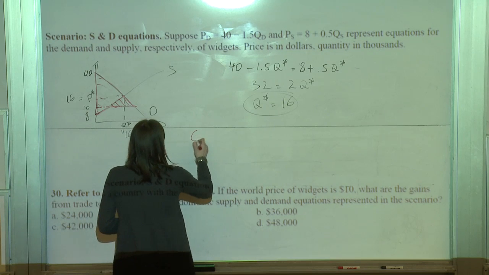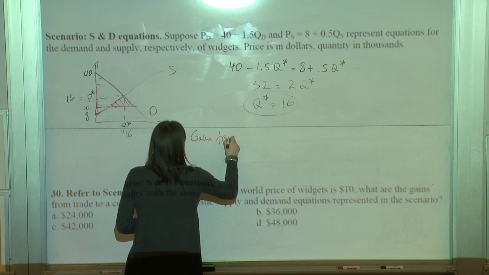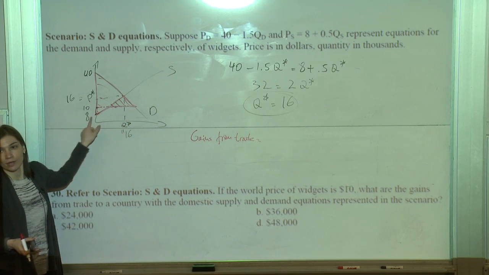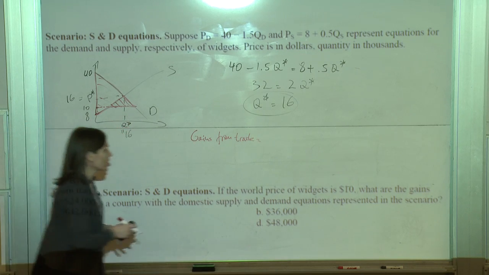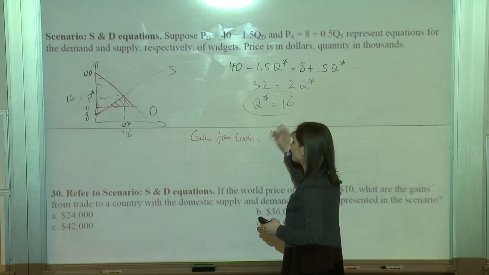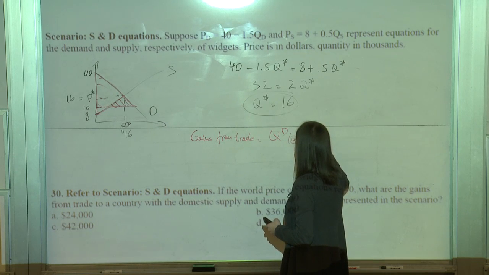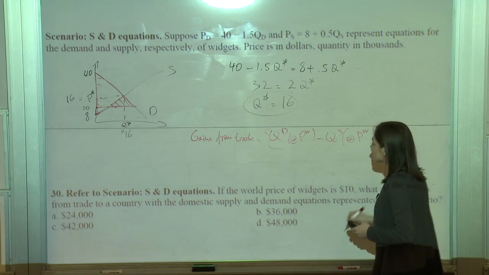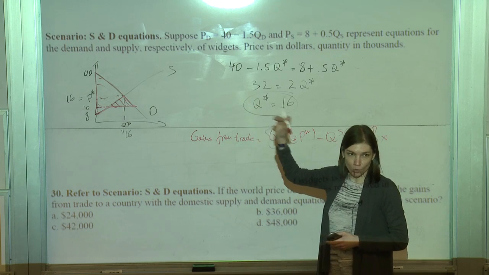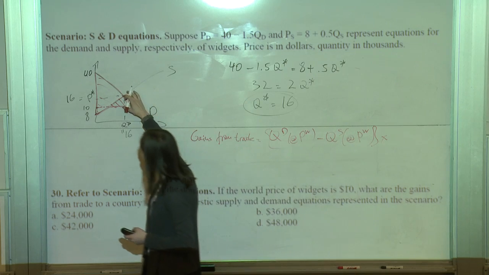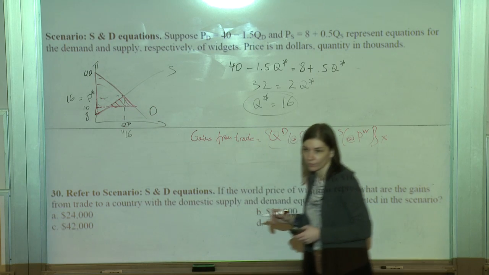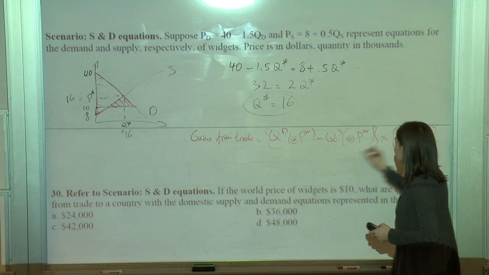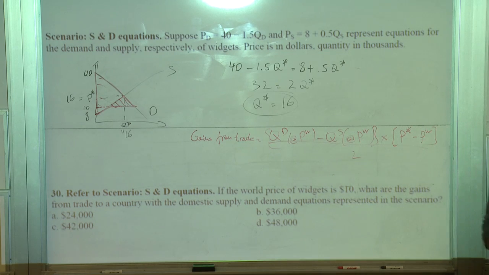The formula for the gains from trade. Well, this would be the quantity demanded minus the quantity supplied, that's that side. So that's quantity demanded at the world price minus the quantity supplied at the world price, times the difference between the domestic price and the world price. The height of this triangle would be the difference between domestic and world. And the whole thing divided by 2. Okay?